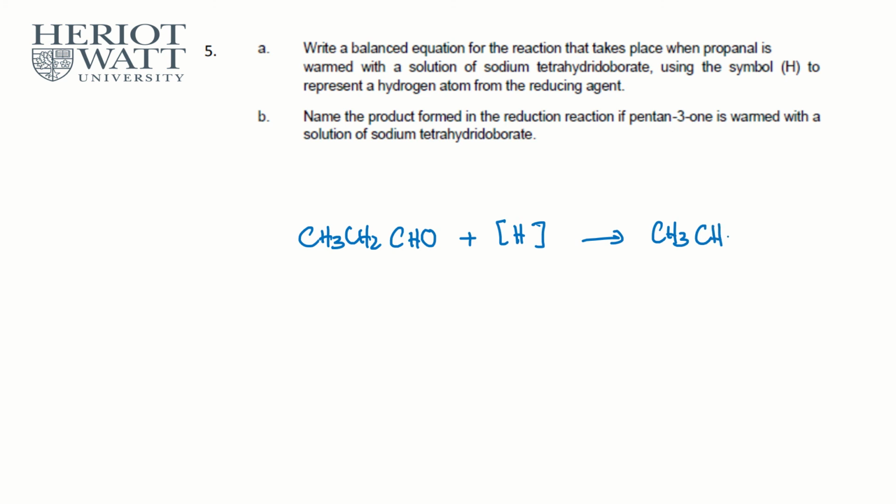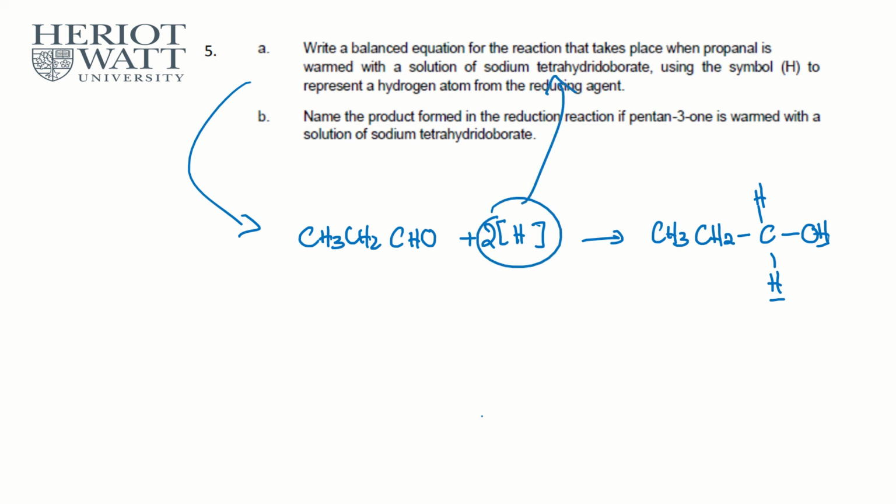So CH3CH2CH2OH, supposed to be O double bond, but now it's OH and an H. Again, these two hydrogens are additional from this. Therefore, to balance it, we have to put 2 here, and that's how you get that. So this is the balanced equation for part A. This represents the reducing agent.